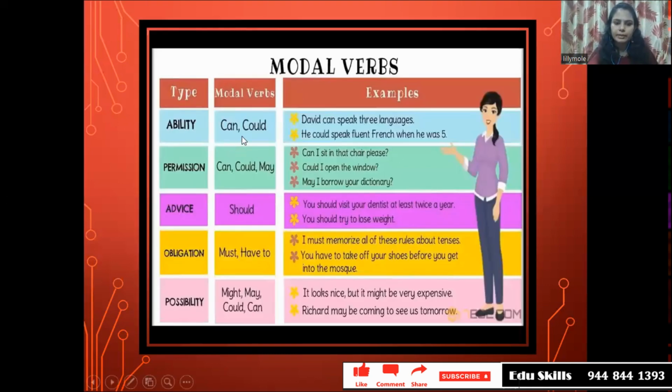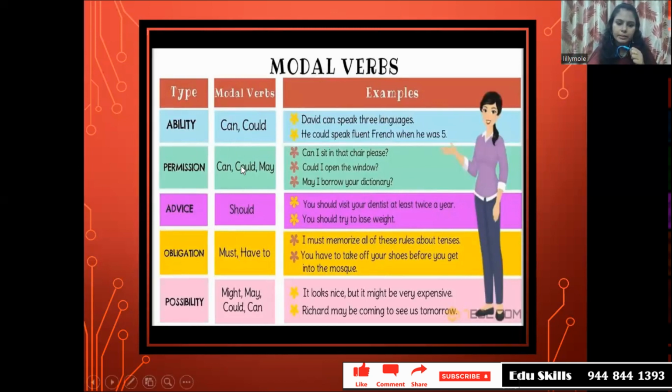For ability, we can use can or could. If the speaker is talking about any ability, he will use can or could. For example, David can speak three languages. This is the ability of that person. He could speak fluent French when he was five. This is also telling about his ability.